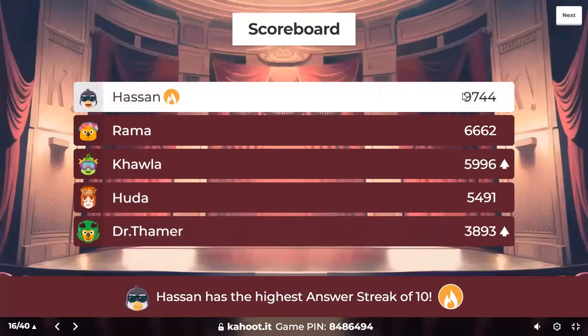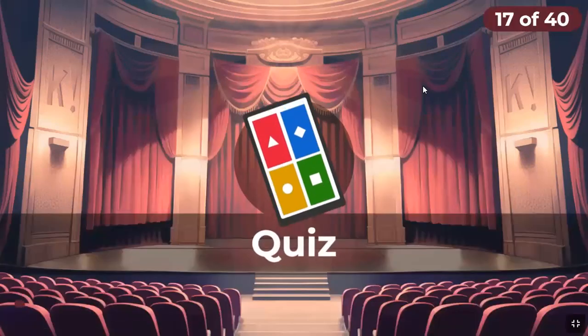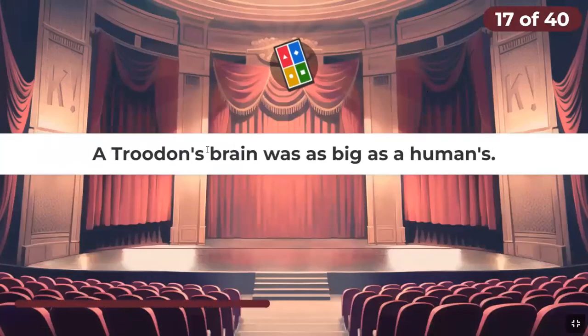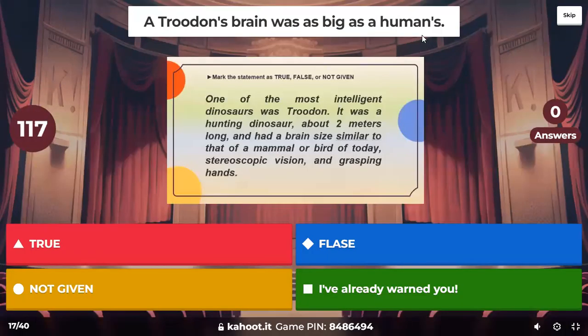Okay, Khawla, Ahsanti and Hassan. And there's another one, so I didn't see the scores. Now, a rodent's brain, we're talking about the brain here, was as big as a human's. Do we have any information in the text that supports that the rodent's brain was as big as a human's, or we have the opposite, or there's no information about this?